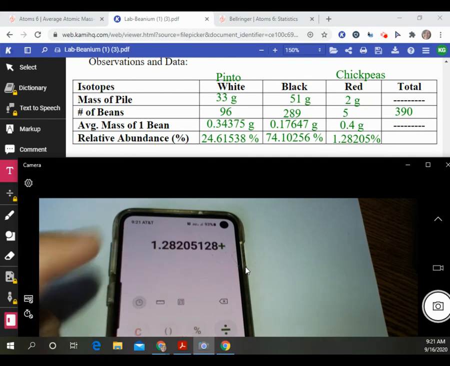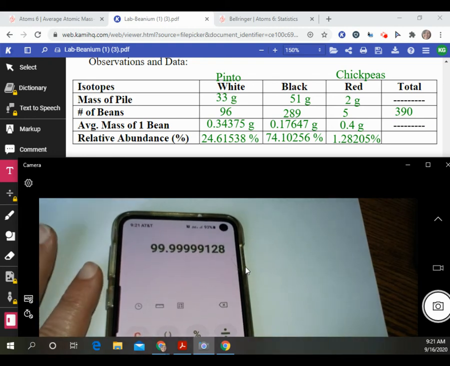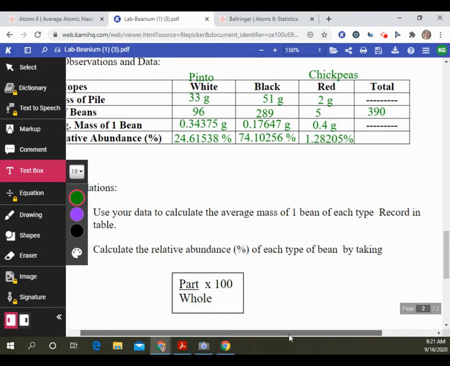Just go back here. So plus 74.10256 plus 24.61538. Look at how close that gets us to 100. Because we kept all of the significant figures that we could, we can really verify our number way better. And we know that we have 100% of our data. So let's go on to the next instruction.